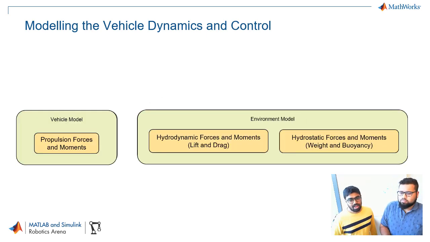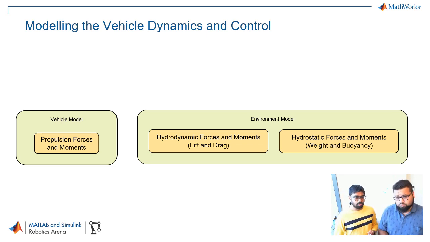Gotcha. And now, in the plant model, we have two main things. So one is the vehicle model, which basically models the propulsion forces and moments. And then the environment model, which basically computes the hydrodynamic forces like lift and drag, and hydrostatic forces like weight and buoyancy. So these are all the forces that are acting on the body that we're modeling with the 6 degree of freedom block, right? Exactly. Yeah. Okay. Perfect.